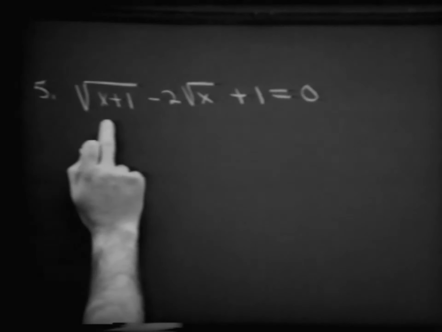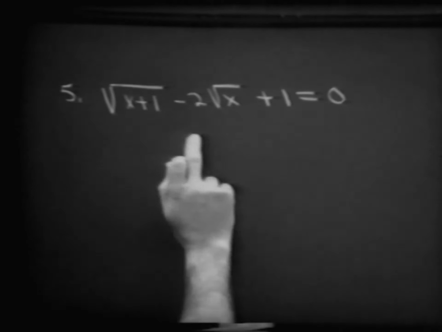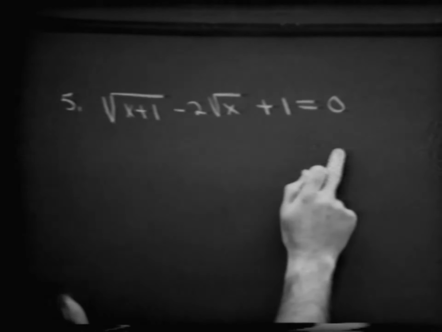Okay. Let's look at a fifth example. Here we have a sentence in which we have the square root of x plus 1 minus 2 times the square root of x plus 1 is equal to 0.